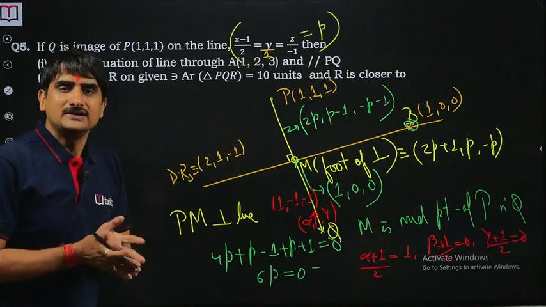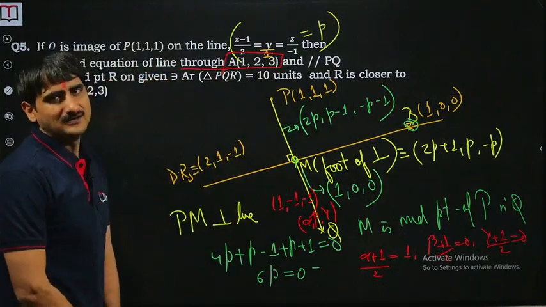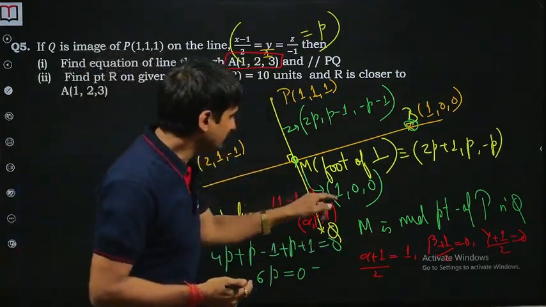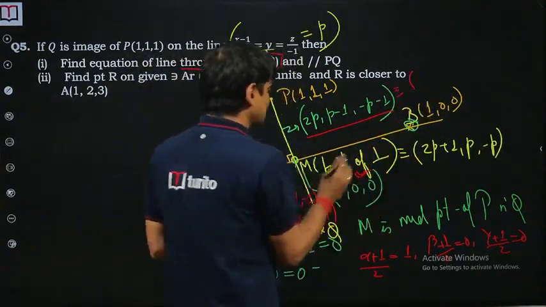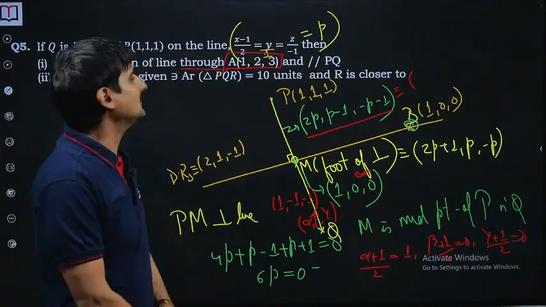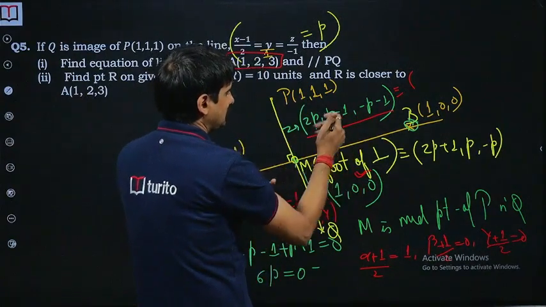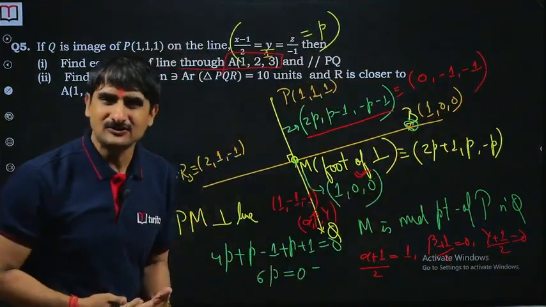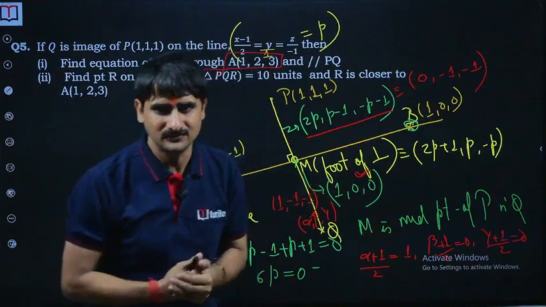Now what do we need? Equation of a line passing through A(1, 2, 3) and parallel to PQ. We don't need the image for that, because even with the foot of perpendicular we have the DRs of this line. The DRs of this line, which is of course perpendicular, PQ or PM is perpendicular to the given line. So it is 0, minus 1, minus 1. The equation of a line passing through the point x1, y1, z1 whose DRs are a1, b1, c1, we know how to do it, we will do it.